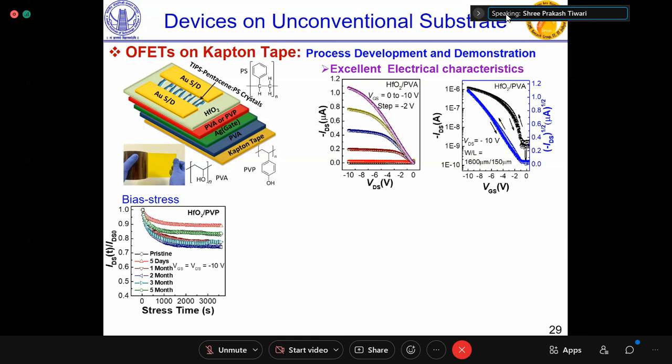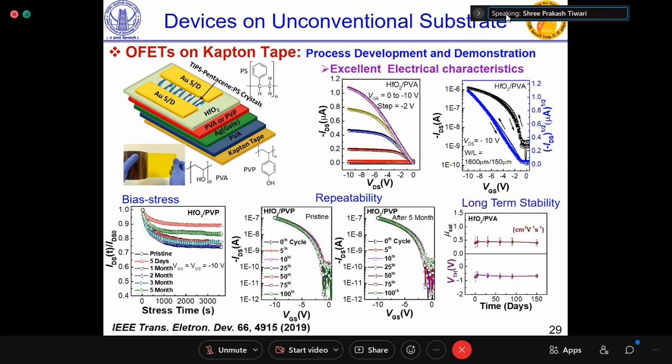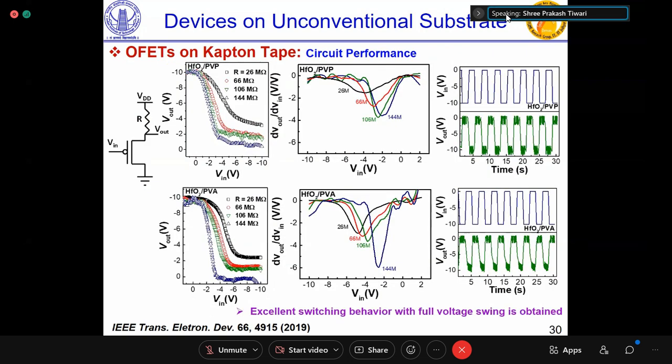And then we again explored whether it is working well after being in air for longer time. It did work well. So it was also long-term stable, and bias stress also was studied. Obviously, with time, this bias stress was showing more and more decay. So with time, bias stress was degrading the device more. Other than that, performance-wise, they were very fine. So these were some demonstrations of these transistors on unconventional substrate like paper and various plastic substrates.